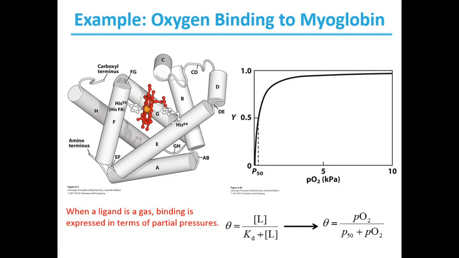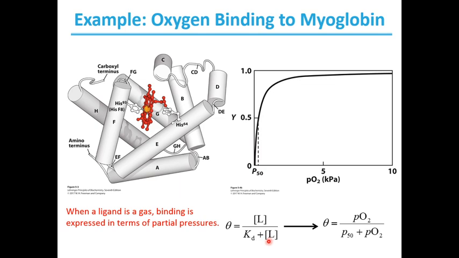Oxygen binding to myoglobin follows a hyperbolic pattern. As we have seen before, the binding of a ligand to a protein also follows a hyperbolic path. Now, because oxygen is a gas, we must make some minor adjustment to the equations that we have seen before. Theta, as we saw before, the total number of sites occupied, is equal to the concentration of the ligand divided by Kd plus the concentration of the ligand.